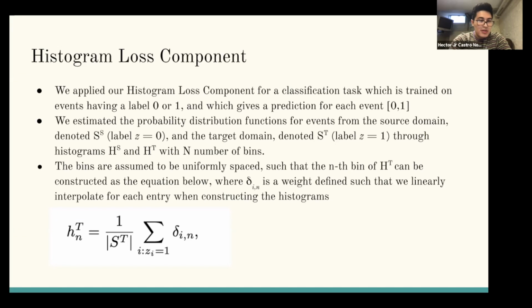We estimated the probability distribution functions for events from the source domain, denoted S of S, and the target domain, denoted S of T, through histograms H of S and H of T with n number of bins. These bins are assumed to be uniformly spaced, such that the nth bin of H of T can be constructed as in the equation seen below, where delta I of n is a weight defined such that we linearly interpolate for each entry when constructing the histograms.